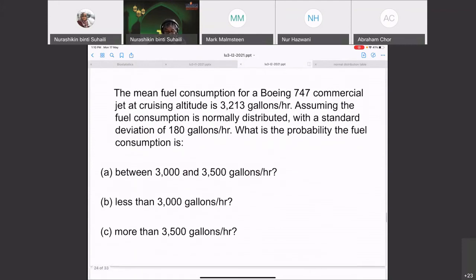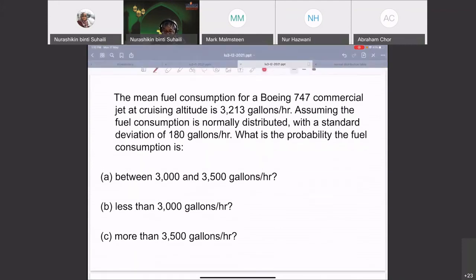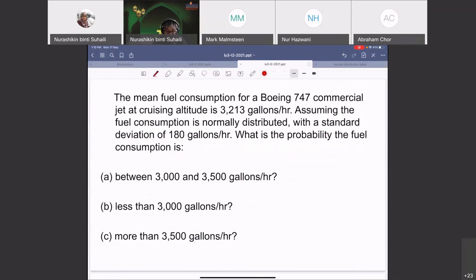This is also the same, but it's in the form of a proper problem. How you tackle this problem is the same thing. This one is the mean, the mu, isn't it? The standard deviation is this one. What is the probability? It means area. It means you use the Z table, the fuel consumption is between this and this.